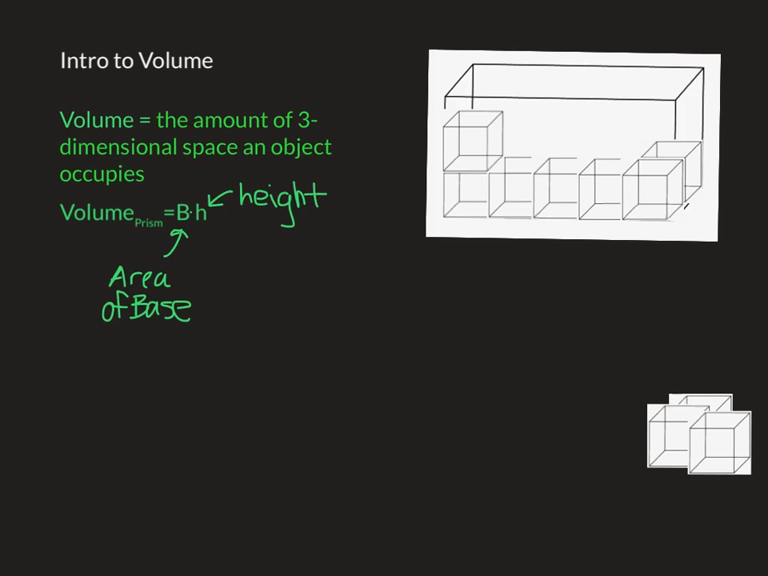Notice, with this particular formula, we can actually find the volume of many different prisms. We just need to be able to find the area of whatever the base is. For example, if it was a triangular prism, we would find the area of a triangle and then multiply by the height. We can find a rectangular prism, we can find a trapezoidal prism if we really wanted, because we know how to find the area of all of those two-dimensional shapes. So that's the formula for the volume of a prism.